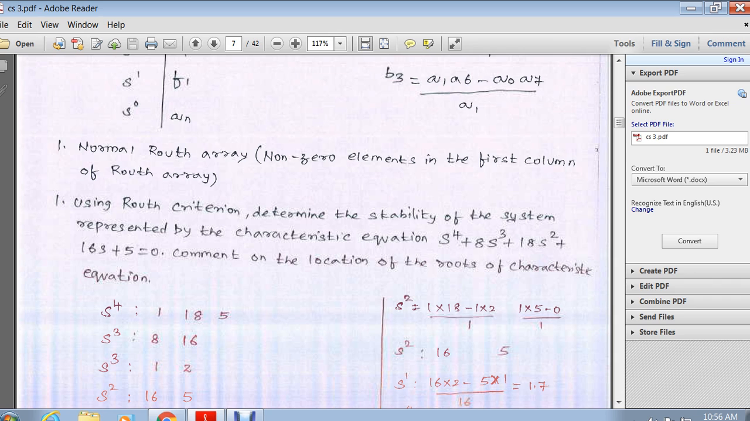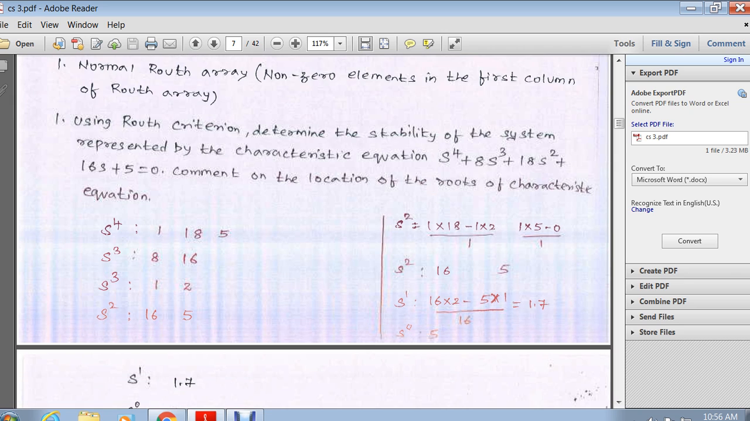Here, they have given one example. Using Routh criteria, determine the stability of the system, which is represented by the characteristic equation s power 4 plus 8s cube plus 18s square plus 16s plus 5 is equal to 0. For this, we need to comment on the location of the roots of the characteristic equation. First, we need to construct the Routh array.